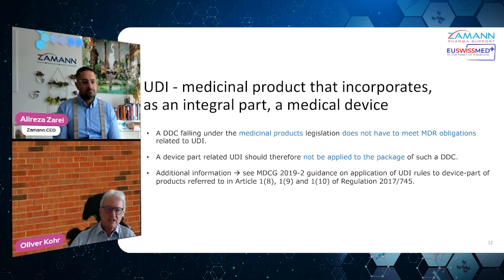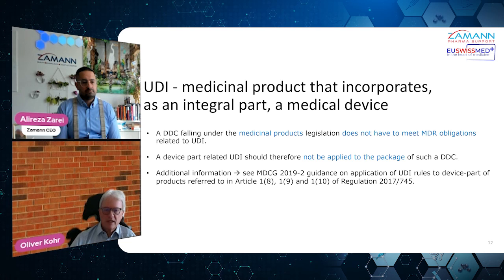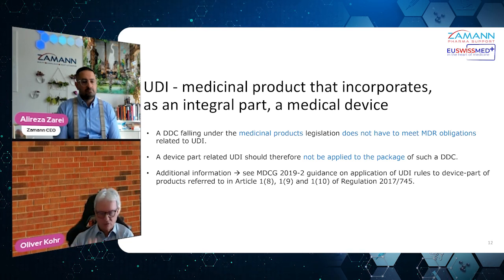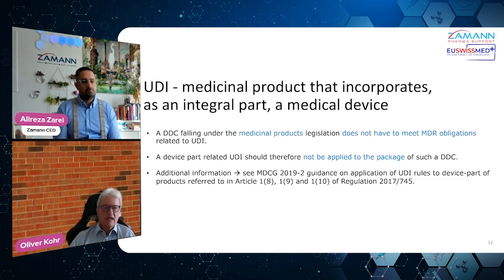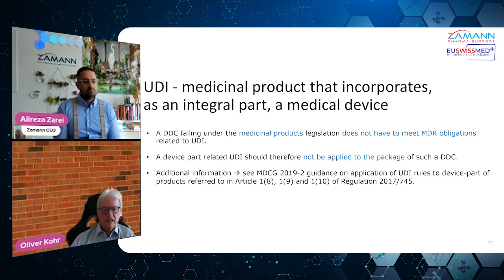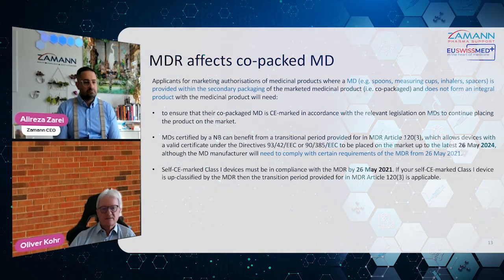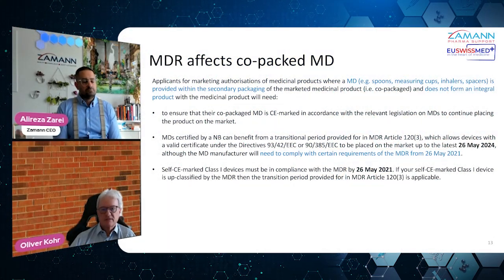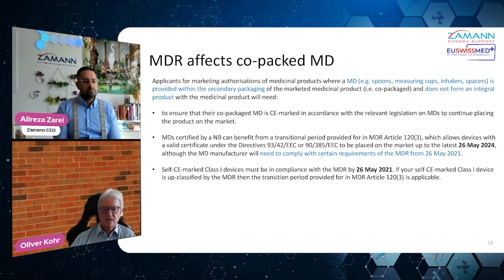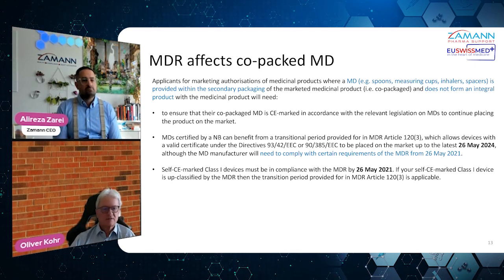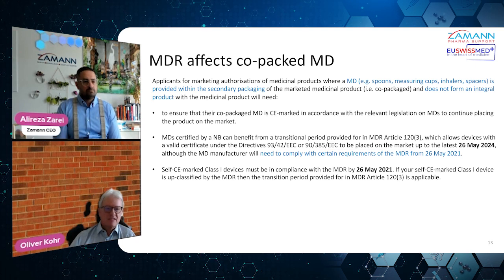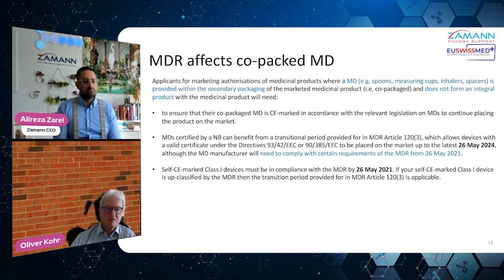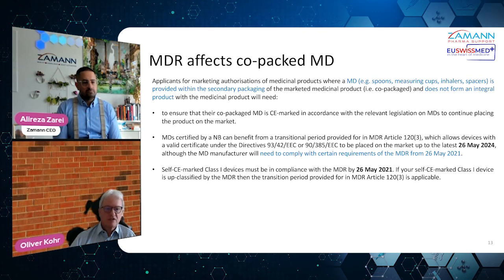The device part related to UDI should therefore not apply to the package, right? So if it's not applicable, you don't apply it to the package. And there you find more information in the guidance of the NCG. Co-packed stuff, for example, I'll give you some examples: there's a spoon, there's a cup, there's an inhaler, there's an injector, and this kind of stuff. Wherever the secondary packaging says so and it does not form an integral part with the product, then you will need to do the following.